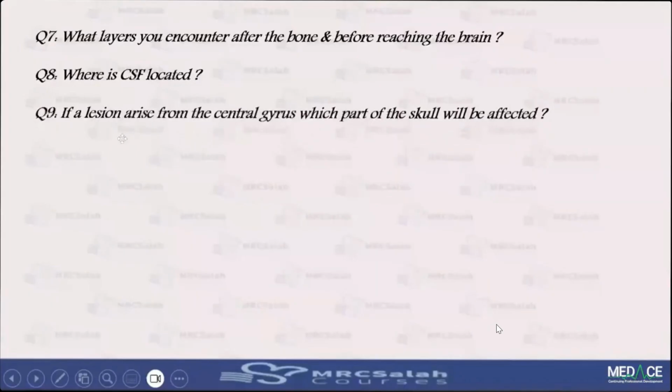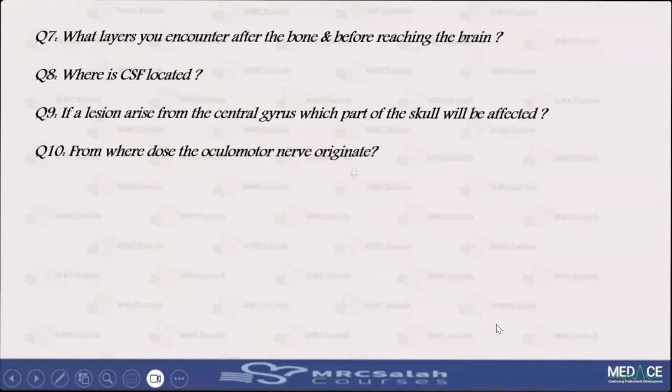Yes. What layers are encountered after bone and before reaching the brain? What is the layer immediately after removing the bone? Immediately after removing the bone, it will be the dura mater. And what is the layer before reaching the brain? The pia mater. Yes. Where is the CSF located? This is a repeated question. If there is a lesion in the central gyrus, this is a repeated question.